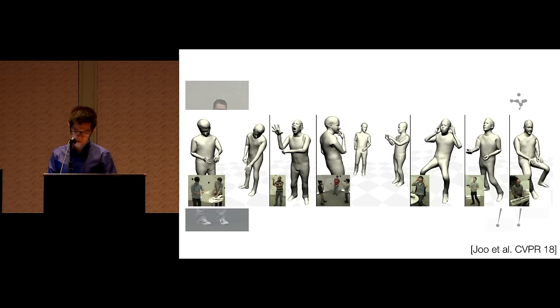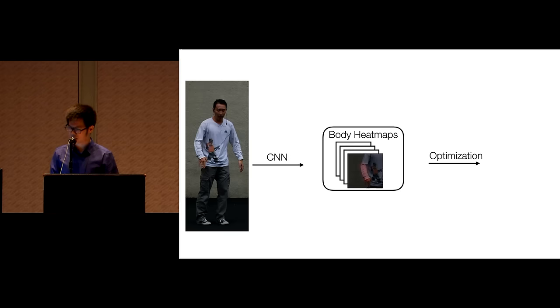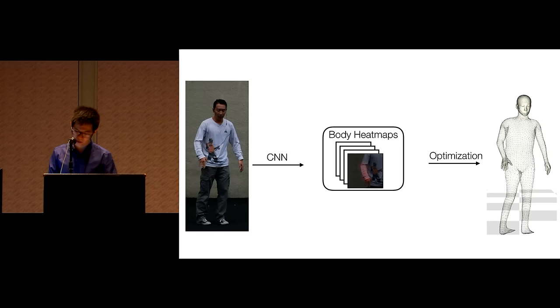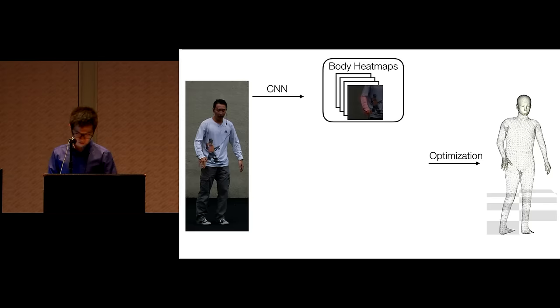This is formulated as an optimization problem to minimize the difference between the model and the image measurement in both bone orientation and 2D key points. The pose and shape prior embedded in the deformable human model improves the robustness of our output. The Adam model also allows us to capture total body pose in a unified framework.